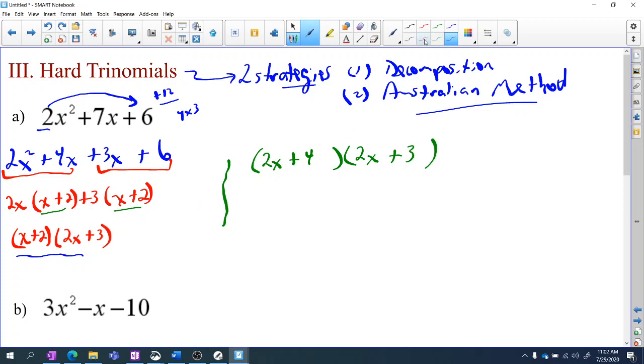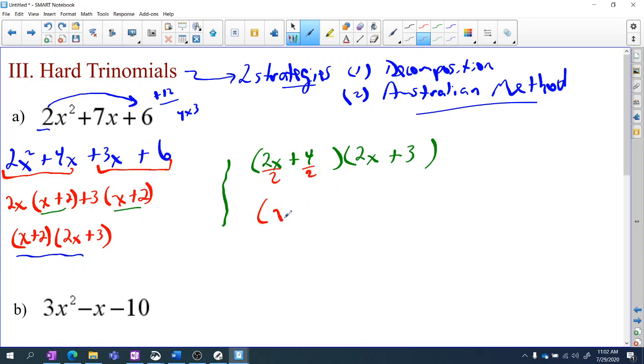At least one of the brackets will have a greatest common factor in it. Sometimes both. In this case, just the left bracket. It has a GCF of 2. The right bracket, there's nothing that divides into both of these. Now, this is where it's a little different. We don't actually factor it out to the front. We physically divide each term by the GCF.